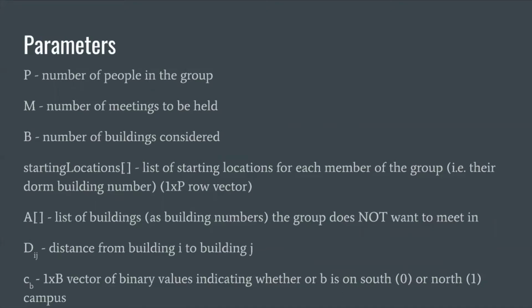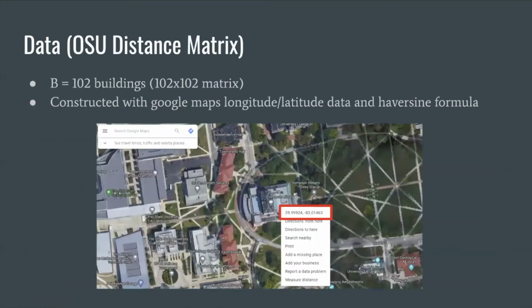And then from this user collected information, we built out a distance matrix that identified the distance from element I to element J, and then also this CB vector, which indicates for each building we considered whether or not it's on South Campus or North Campus.